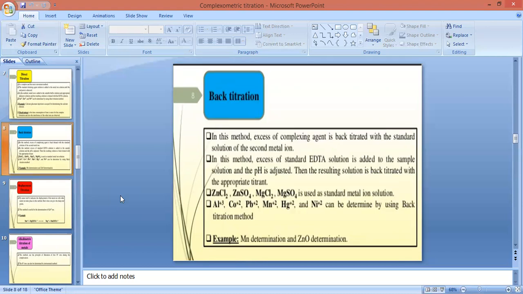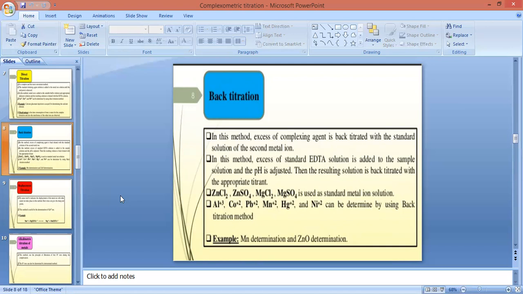In back titration, in the conical flask itself, we are going to add standard complexing agent. Then the metal ion which is present in the conical flask will react with the complexing agent, and the excess amount of the complexing agent is then back titrated with a second metal ion standard solution, that may be either zinc chloride, zinc sulfate, magnesium chloride or magnesium sulfate. So this is known as back titration. So what is back titration? Firstly, we are going to treat the metal ion with an excess amount of complexing agent.